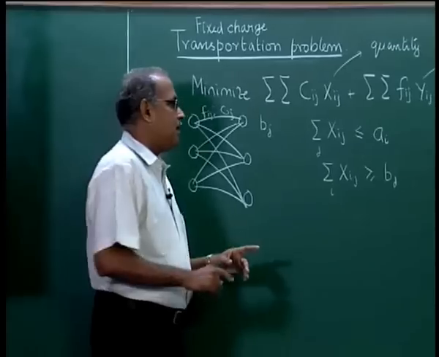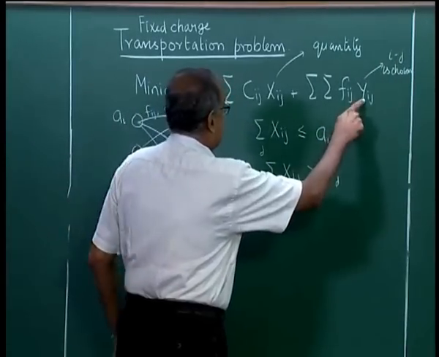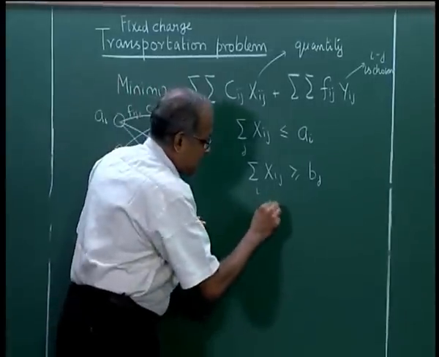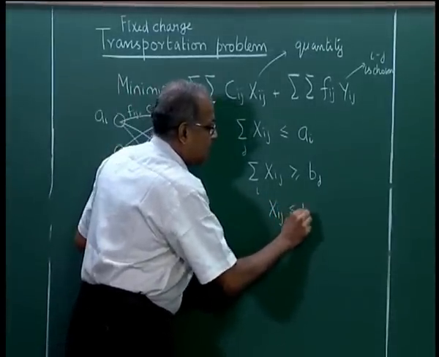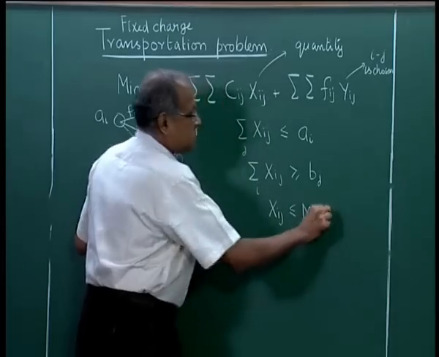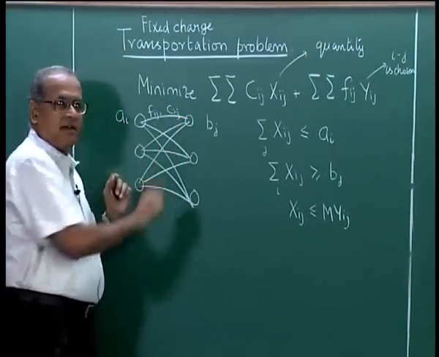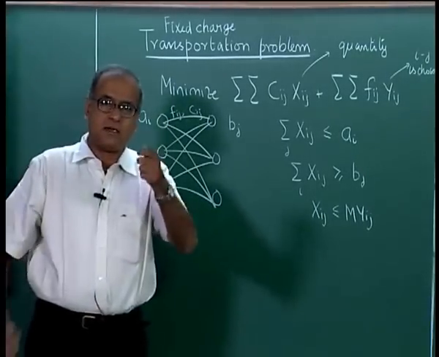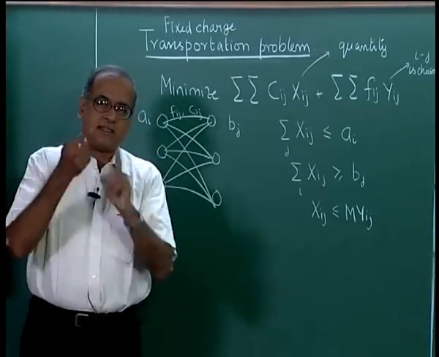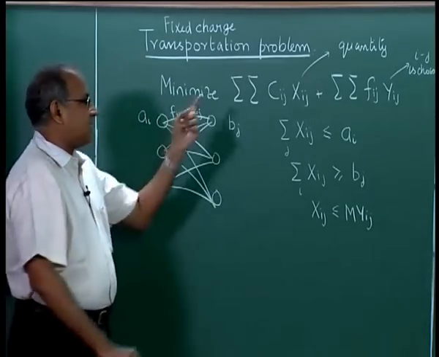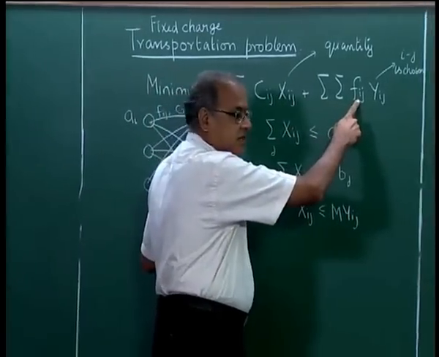Now we also have to relate the yij variables to the xij variables. So xij is less than or equal to m into yij, which means that if I am transporting from a particular i to j, then I have to choose that arc first and then I transport, which means when I choose that arc, I incur the fixed cost of transportation.